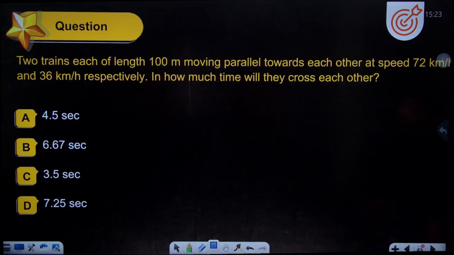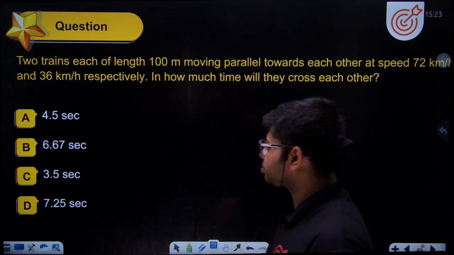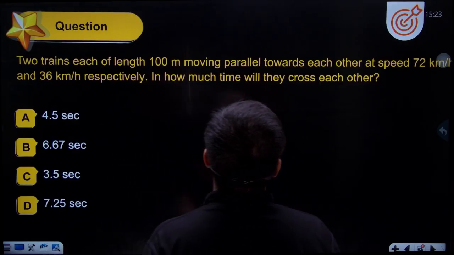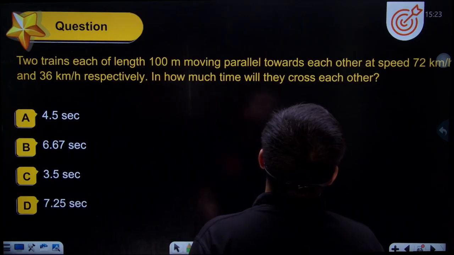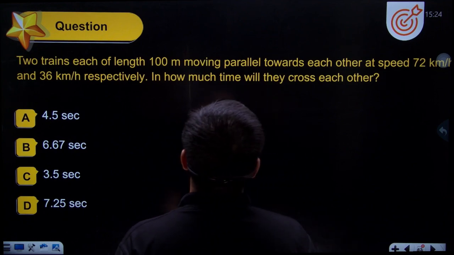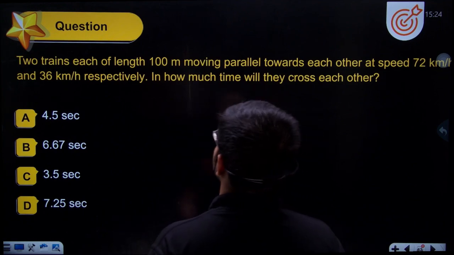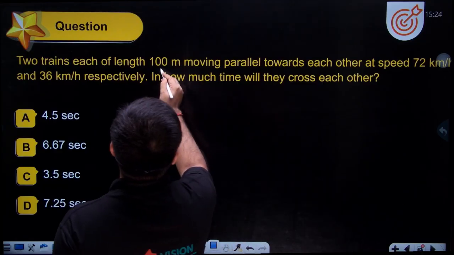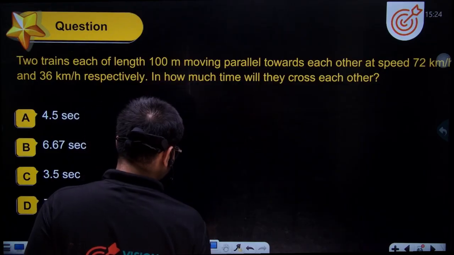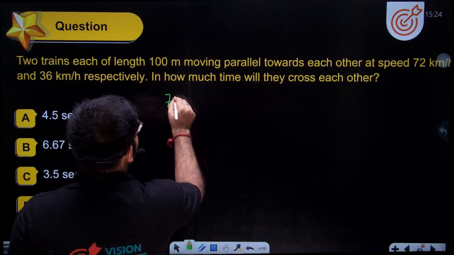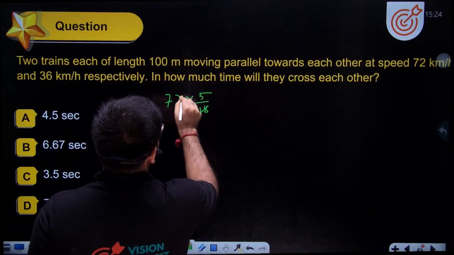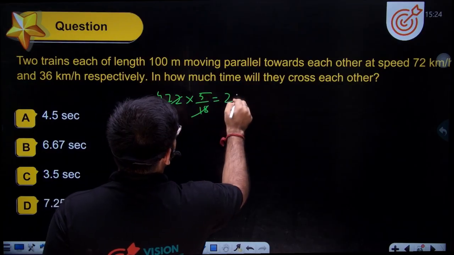So we see this problem as well. It talks about two trains, each of length 100 meter, moving parallel towards each other at a speed of 72 km per hour and 36 km per hour respectively. How much time will it take to cross each other? Okay, so 72, and the length is in 100 meters, so let us convert kilometer per hour into meter per second. So 5 by 18, so it is going to be 20 meter per second.